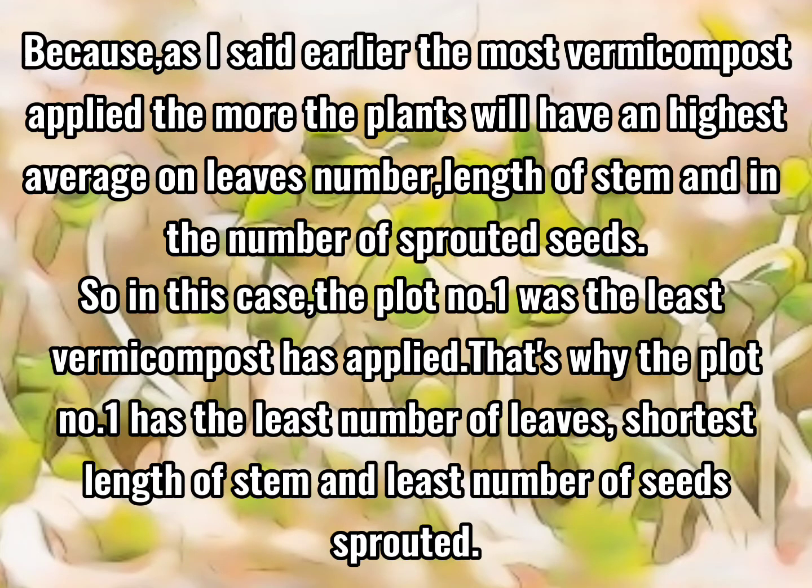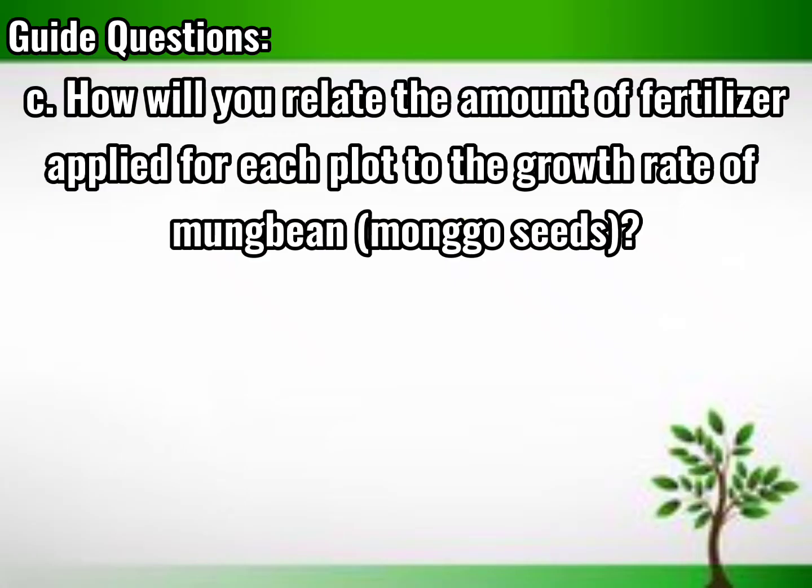Because, as I said earlier, the more vermicompost applied, the more the plants will have the highest average in leaves number, length of stem, and number of sprouted seeds. So in this case, plot number 1 was the one with the least vermicompost applied. That's why plot number 1 has the least number of leaves, shortest length of stem, and least number of seeds sprouted. Third question. How will you relate the amount of fertilizer applied for each plot to the growth rate of mung bean or mungo seeds?